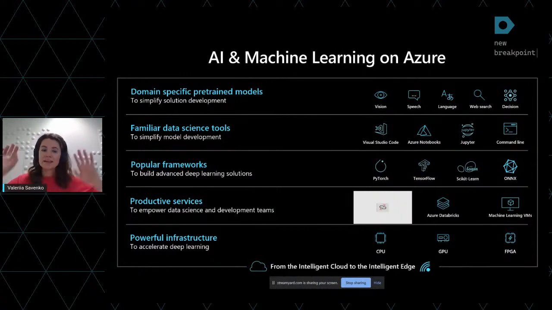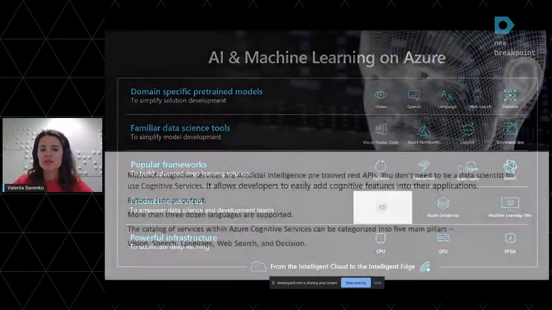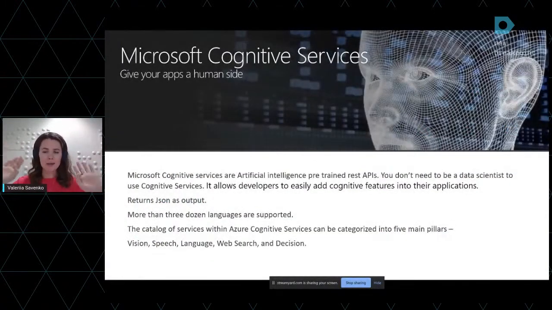But today, let's stay at the top. And if you want to go down, we do have resources available on Microsoft Learn to help you get started. So if we just stay at the top and focus on our APIs, they're called Microsoft Cognitive Services.